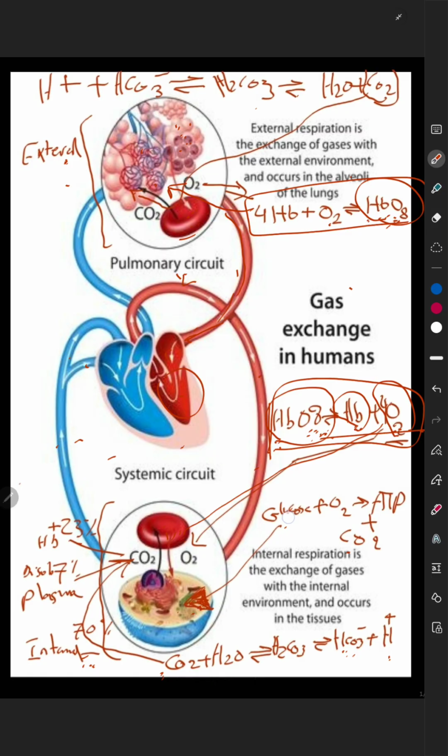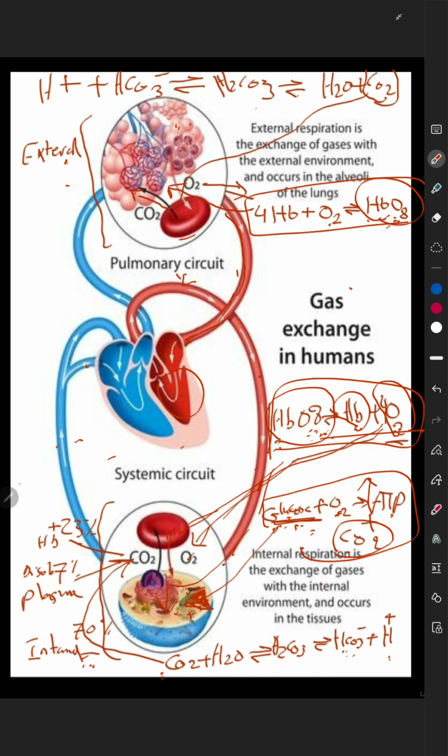Because inside the body cell we need it for aerobic respiration. What do you mean by aerobic respiration? It is the process when glucose binds with this oxygen that comes to the body cells in order to make a high amount of ATP and produce CO2 as a waste product. This reaction happens inside the body cell, and it needs the oxygen. So the oxygen will transfer from high concentration, in the blood, to low concentration, which is in the body cell.